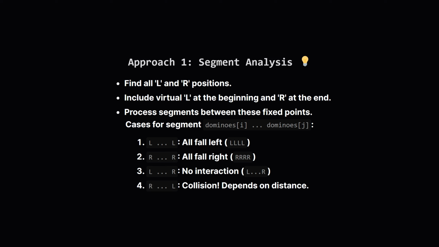Okay, first idea. Let's break the line down into segments. Imagine we put a fake L at the very beginning, before the first domino, and a fake R at the very end, after the last one. Now we look at the pieces between the actual L's and R's and our fake boundaries. For example, if we have RL, the segments are: fake L to R, RL, and L to fake R. We can figure out each segment independently.